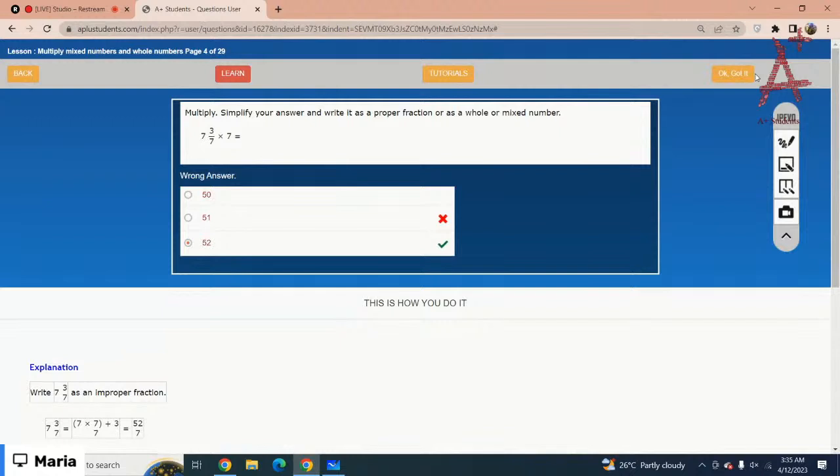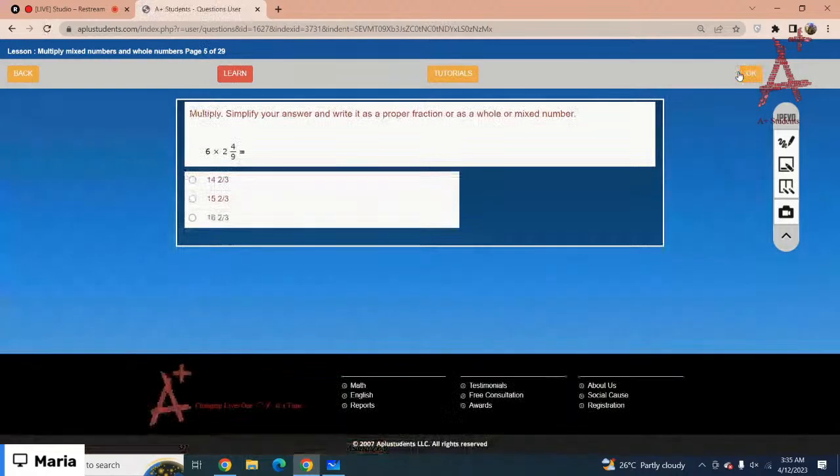Yes, that would be the last lesson. 52. Yes, 49, 50, 51, 52. Yes, that would be 52. Yes, that is the last one. Okay, 9 times 2 is 18. 22 over 9 it is.